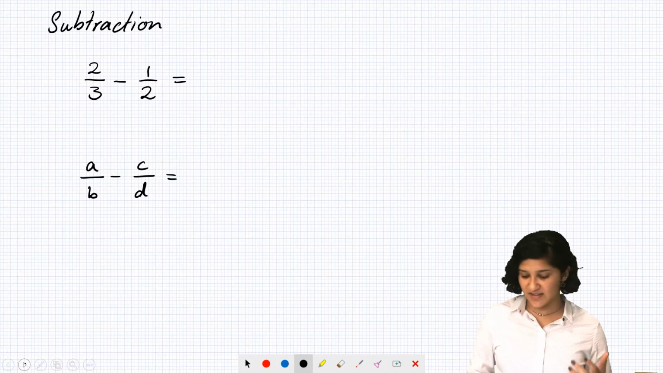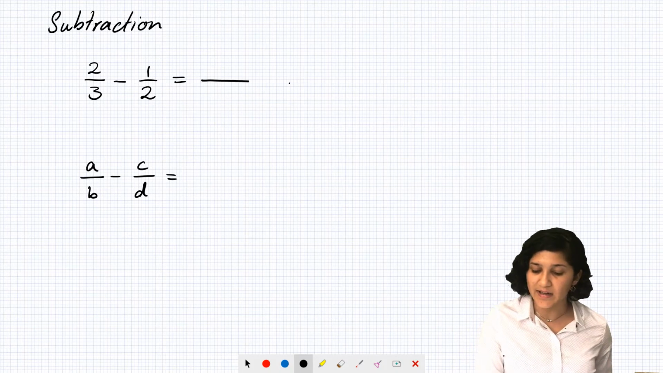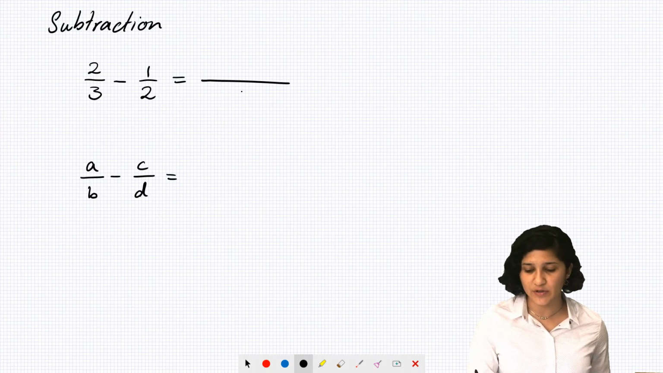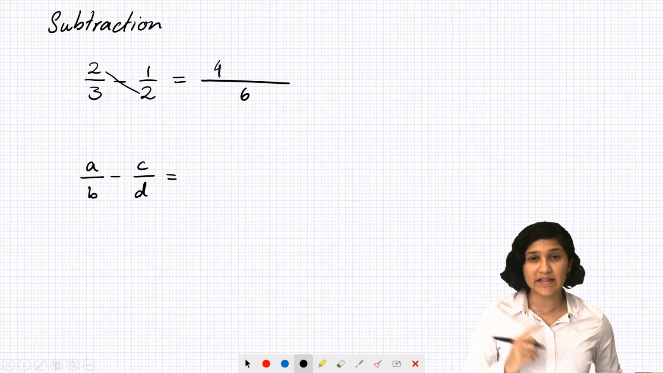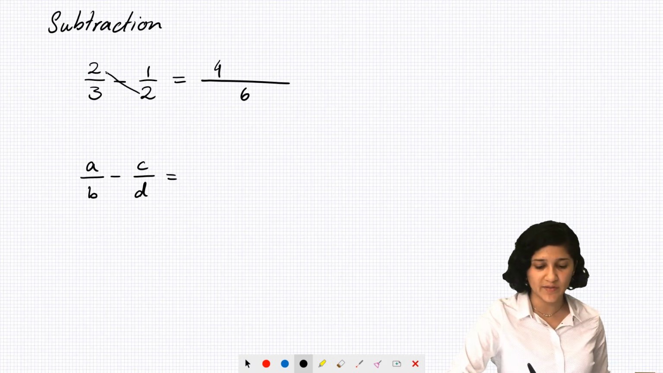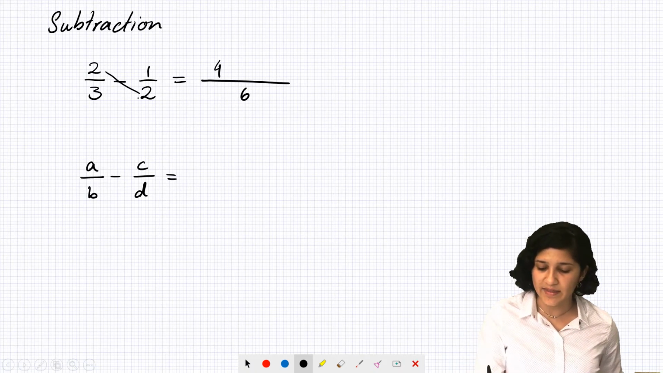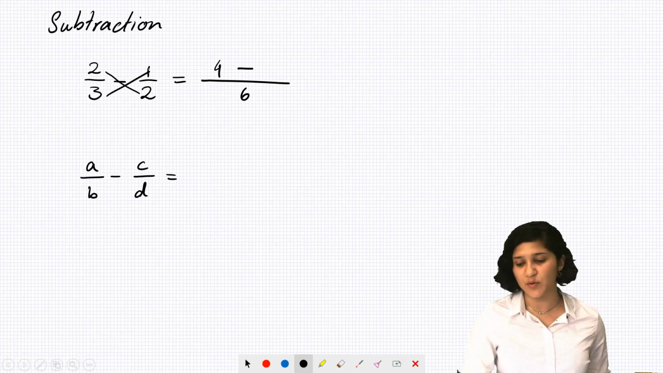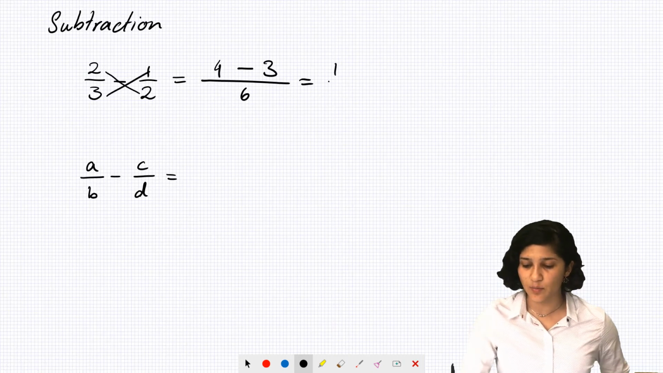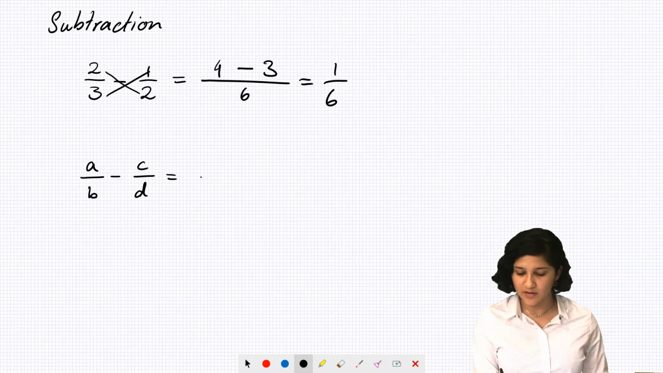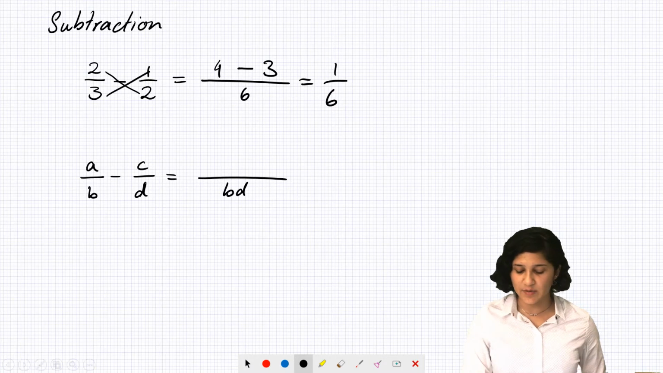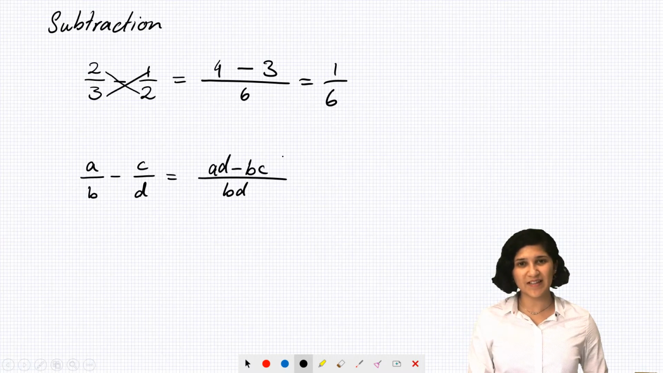Subtraction is much the same. We again need a common denominator, so we do 3 times 2 here, and then we do this times this, which is 4, and this time the order is really important. We have to do this one first, and then subtract 3 times 1, so 3. So we end up with 1/6. Again here, that just becomes b times d on the bottom, a times d on the top, minus b times c. Easy.